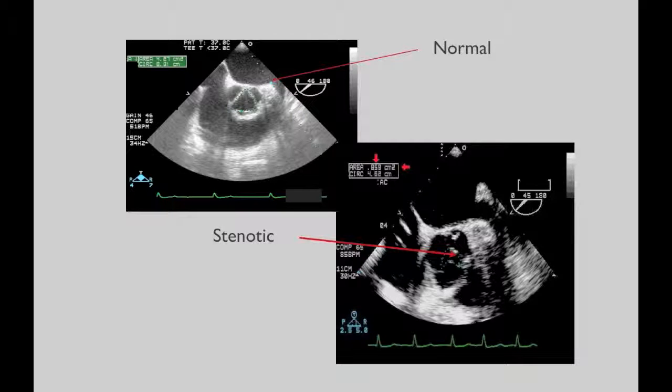To the top left of the screen, you see a normal aortic valve with a large opening in systole and a valve area of 4.3 centimeters squared. To the right bottom, you see a very heavily calcified valve that's almost boomerang shaped in the orifice in systole, and the valve area planimeters out at 0.86, which is severe aortic stenosis.